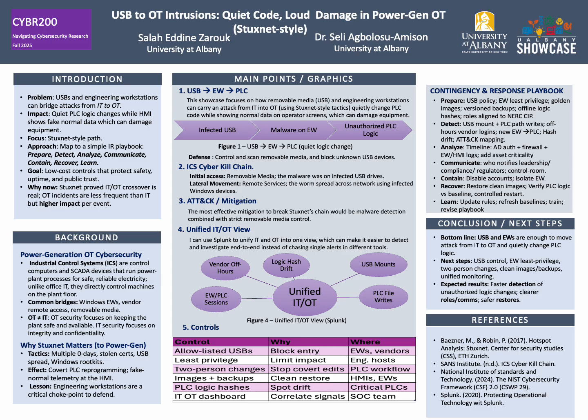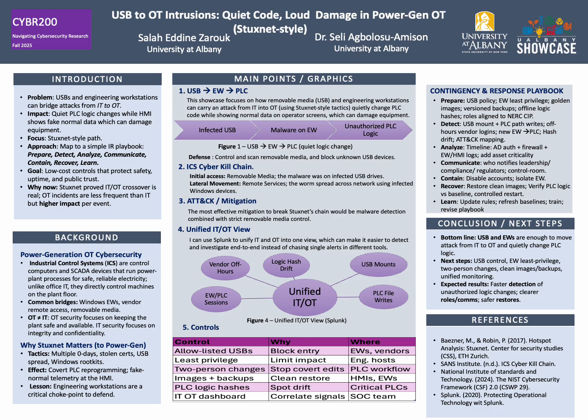On the right side is my contingency and response playbook. Prepare: set USB policy, enforce least privilege on engineering workstations, keep golden images and logic hashes. Detect: alert on USB mounts plus PLC path writes, alerts on off hours vendor logins, new engineering workstation to PLC sessions, and logic hash drift.